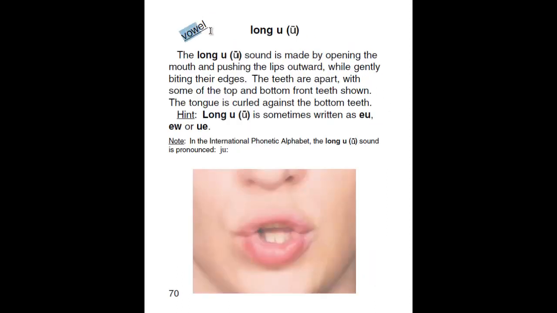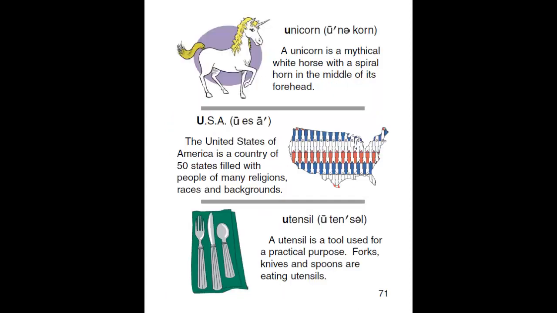Long U. U. The long U sound is made by opening the mouth and pushing the lips outward while gently biting their edges. The teeth are apart, with some of the top and bottom front teeth shown. The tongue is curled against the bottom teeth. U. Unicorn. USA. Utensil.